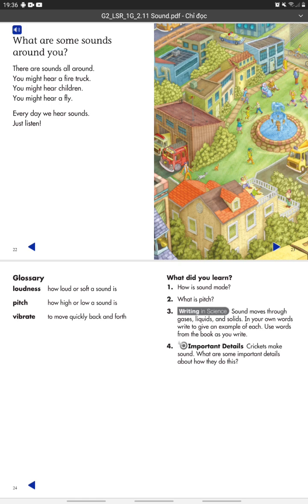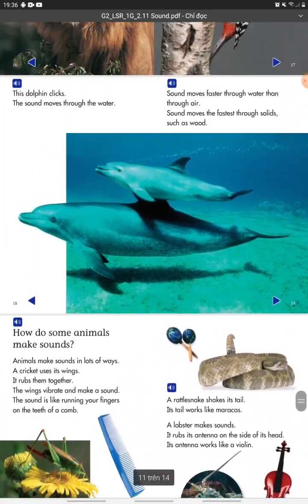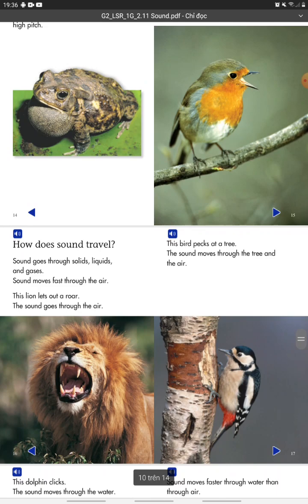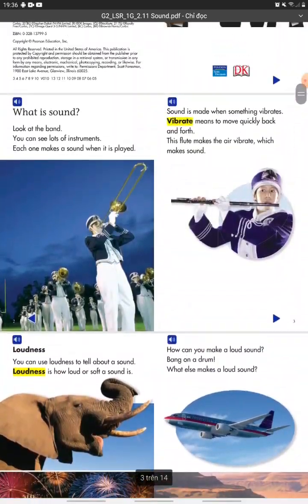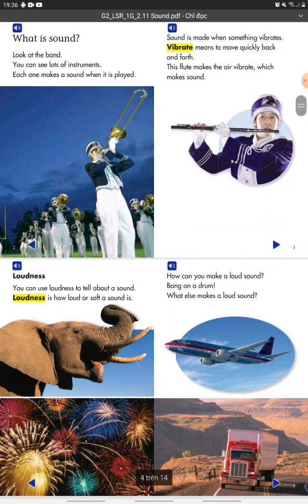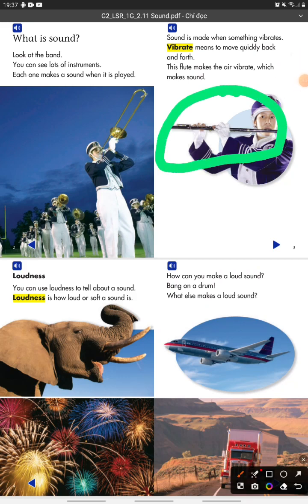So number 1, how sound is made. Sound is like when I'm talking, I am making sounds. Let's look at what sound is. See, the sound is made when something vibrates. So you look at this man. You can see he's using his flute to make sounds.